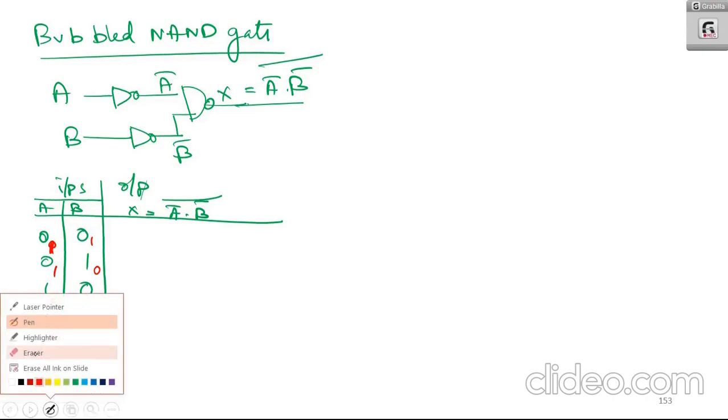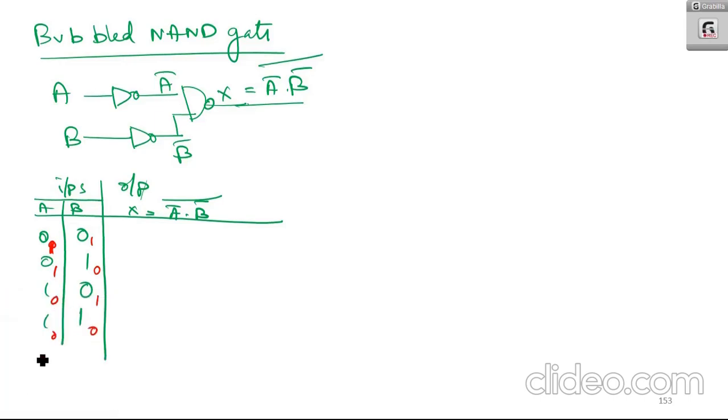Now output X is equal to A bar dot B bar the whole bar. So it is 1 dot 1. 1 dot 1 is 1, 1 the whole bar is 0. 1 dot 0 is 0, 0 the whole bar is 1. 0 dot 1 is 0, whole bar is 1. 0 dot 0 is 0, the whole bar is 1.